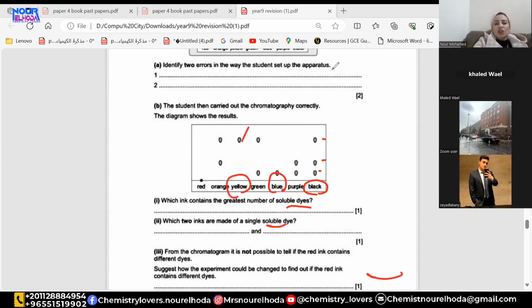Then what are you going to do with the red? Since it's down, it's insoluble, so the only way is to change the solvent, Omar. When you change the solvent, it will dissolve. Instead of the solvent being water, for example, you will put ethanol. You got my point? As an example.